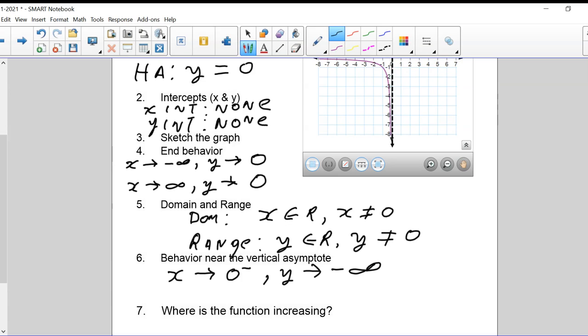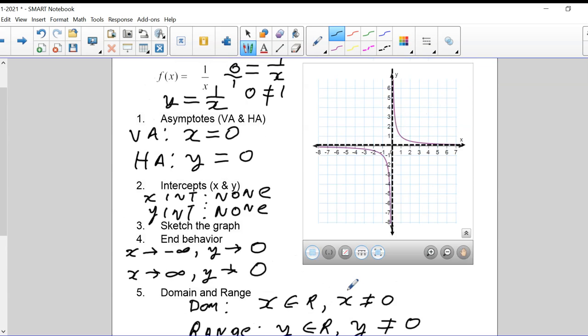Okay, that's what's happening as I approach the 0 from the left. As I approach this same asymptote, because it's not the same answer, 0 plus... no, 0 is neither positive nor negative. So 0 minus and 0 plus doesn't mean a positive 0 and a negative 0. What we're talking about here is what side am I approaching the 0 from? So 0 positive means I'm approaching that 0 from the right.